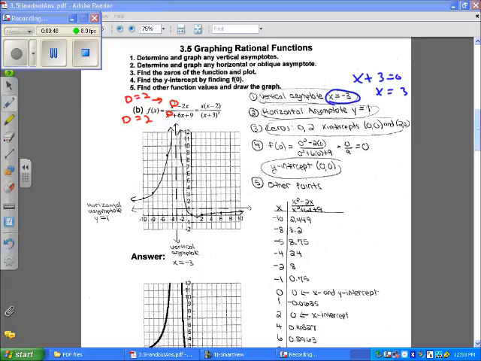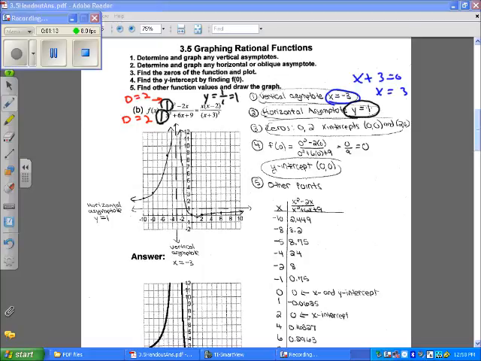Whenever they're the same degree, what you do is you take the coefficients of the variable with the highest degree. So in other words, if I just erase this here, this is a 1x squared and this is a 1x squared. You're going to take this coefficient and divide by this coefficient. So y is equal to 1 over 1, which is 1. So that's my horizontal asymptote.